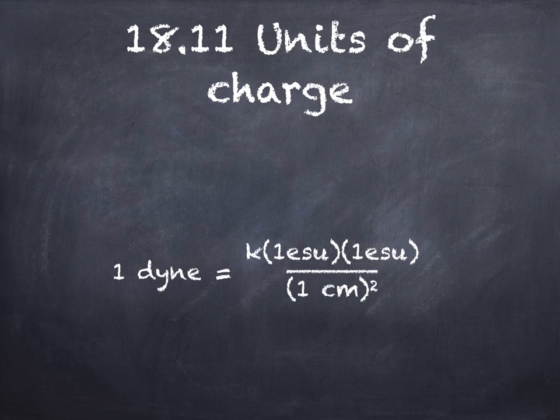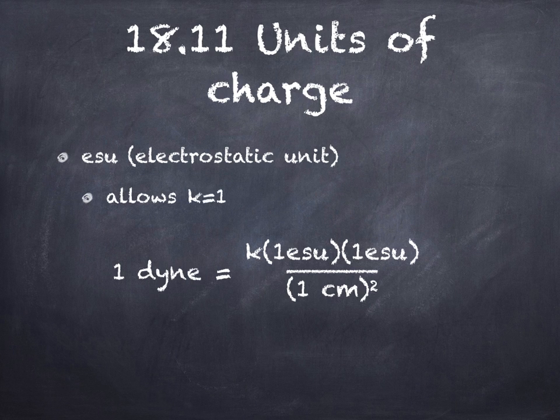Now, for units of charge, there's something called the electrostatic unit. And this allows K to equal 1. So 1 dyne equals 1, which is K, times 1 ESU times 1 ESU divided by 1 centimeter squared. So it now allows the units to come out very nicely, makes K really simple, except for the little fact that the electrostatic unit itself isn't all that useful.